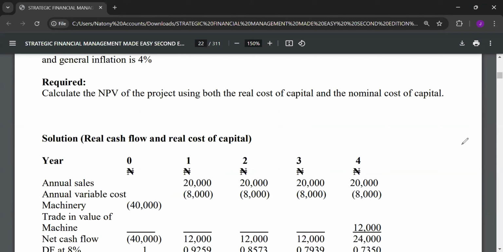So basically, these are real cash flows and a real discount rate. In this question here, you have a real cash flow and a real discount rate. Now, what I want to emphasize is this.